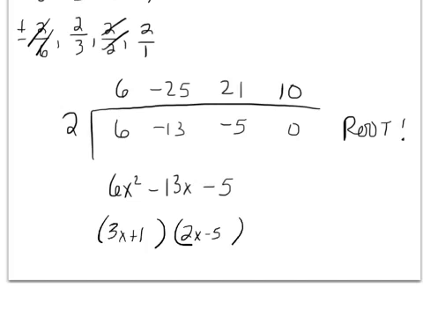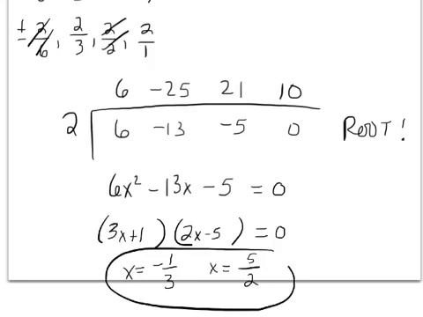Now remember, we're trying to find the roots of the original equation, so when we get this depressed equation, we can just find its roots to help us. So this is going to become x equals negative 1/3, or x equals 5/2. And if you check, both of these answers do appear in our original list of possible roots. Okay, so we have those two answers as roots.